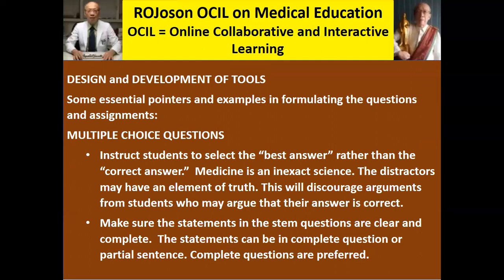So here are some pointers on multiple choice questions. Instruct the students to select the best answer rather than the correct answer. Medicine is an inexact science. The distractors may have an element of truth. This will discourage arguments from students who may argue that their answer is correct. Another pointer: make sure that the statements in the STEM questions are clear and complete. The statements can be incomplete questions or partial sentences, but complete questions are preferred.